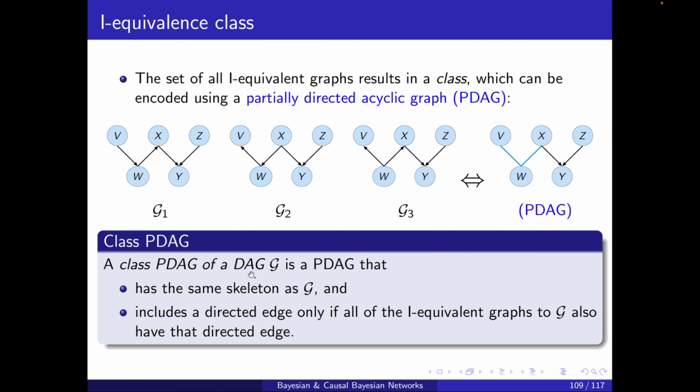A class PDAG of a DAG G is a PDAG that has the same skeleton and includes a directed edge only if all of the I-equivalent graphs to G also have that directed edge. So here, for example, we see that V to W can change, like here. It's changing. So here, we don't keep the direction. And so is W to X. However, this is an immorality. It should be the same, so here we keep it. This is the so-called class PDAG of any of these graphs.